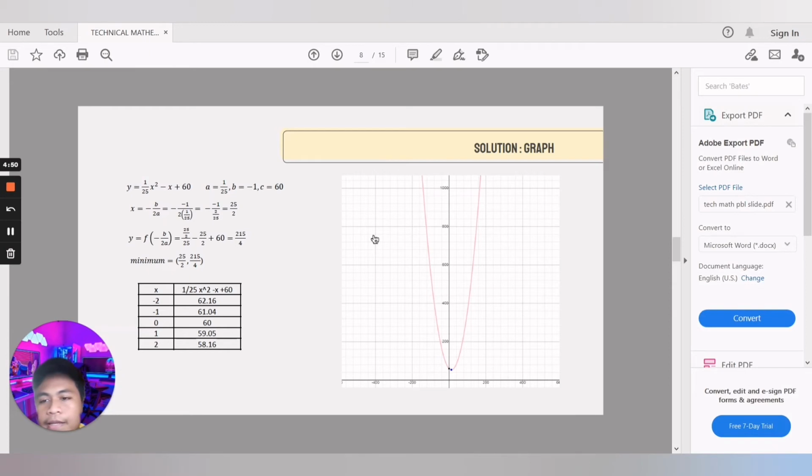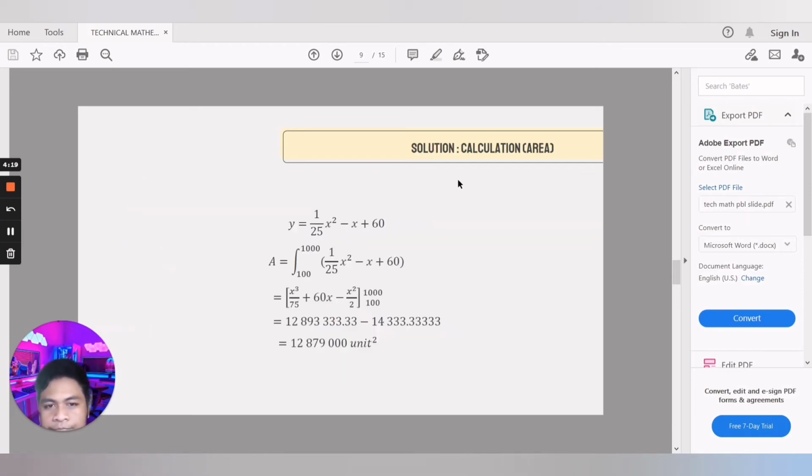The graph is built using the quadratic function. First, we have y = 1/25 x² - x + 60. We need to find the minimum, which is x equals negative b over 2a, y equals f of negative b over 2a, and we found the minimum of this graph, and we built the graph like this.